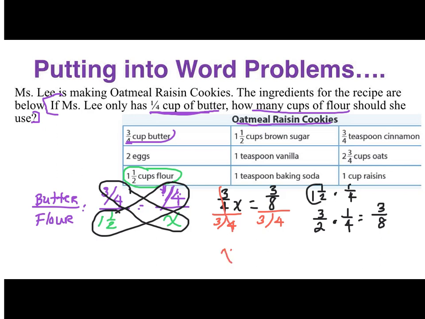3/4 divided by 3/4 cancels out. I get X equals, I'm going to have to squish this over here, so I'm going to do 3/8 divided by 3/4. I am going to keep, change, flip, multiply straight across. I get 12/24. And I know 12/24 simplifies down to 1/2. So what is 1/2? 1/2 is the number of cups of flour Miss Lee needs to use when she only has 1/4 cup of butter.